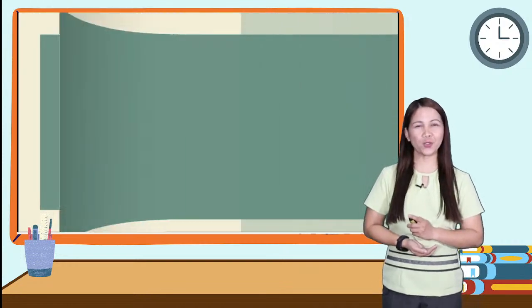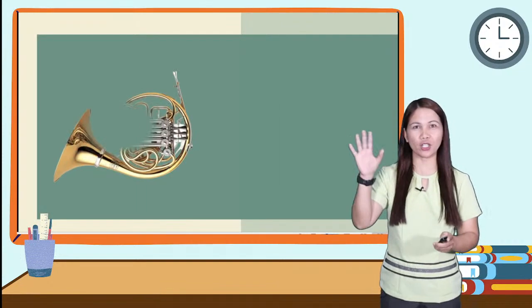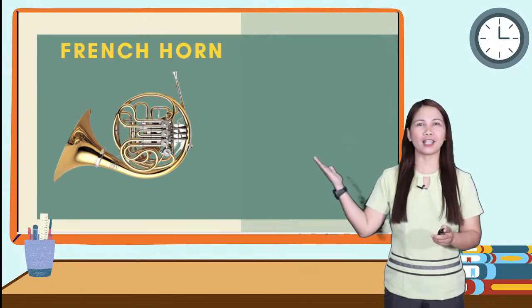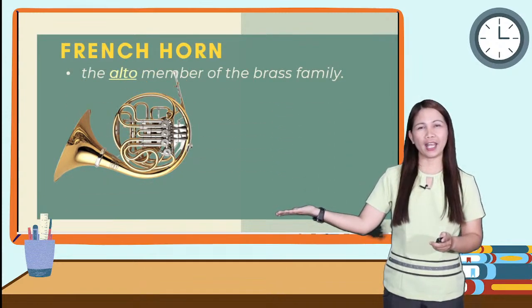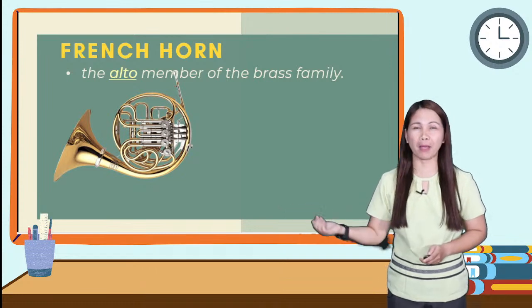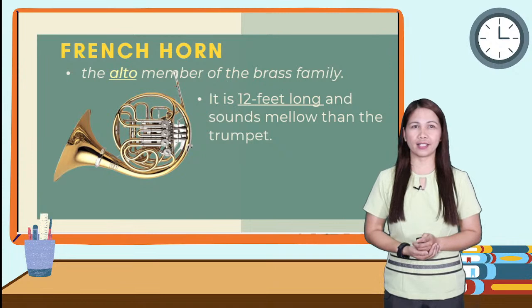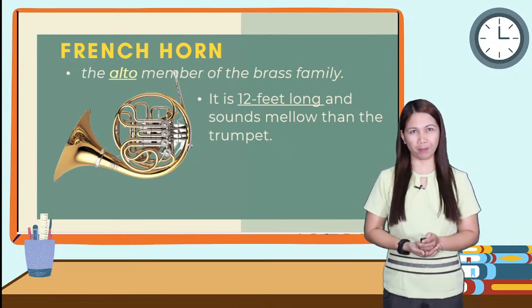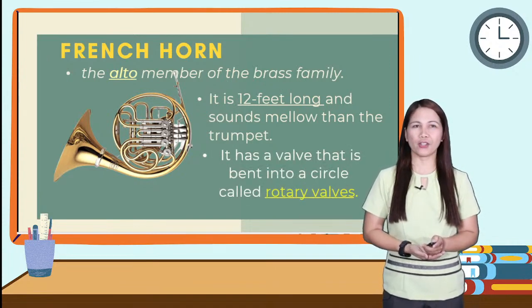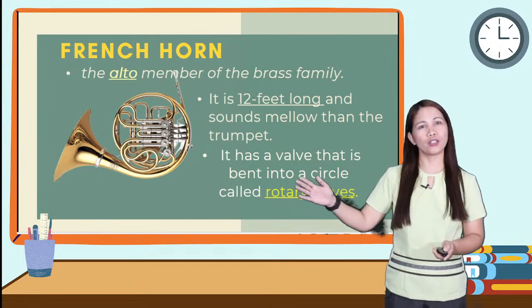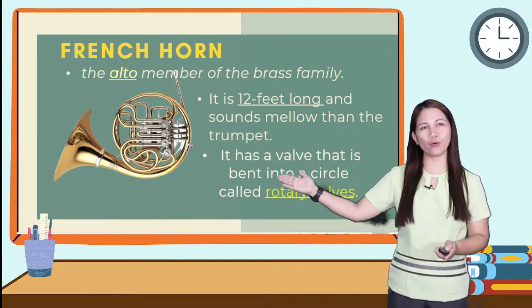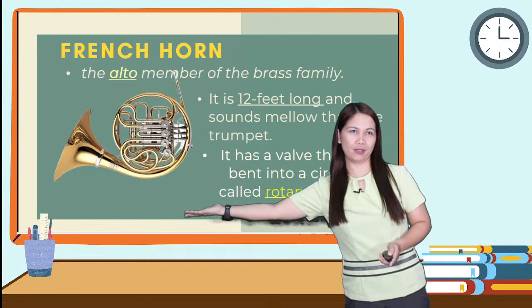Okay, so this one, of course, very obvious because of the shape itself. That is an example of a French horn. And French horn is the alto member of the brass family. It is 12 feet long and sounds more mellow than the trumpet. It has a valve that is bent into a circle called the rotary valves.